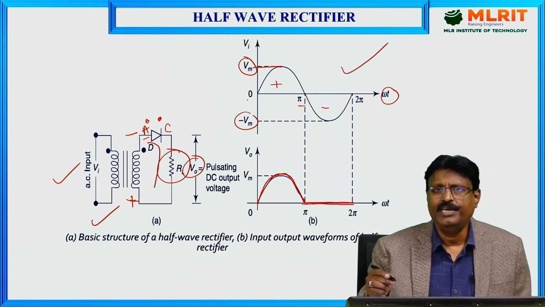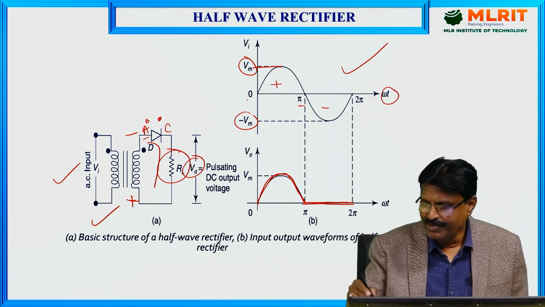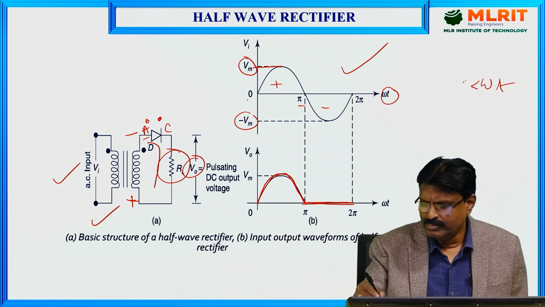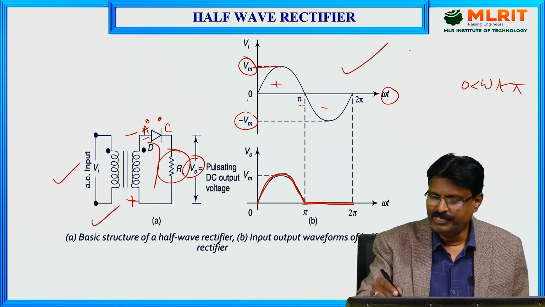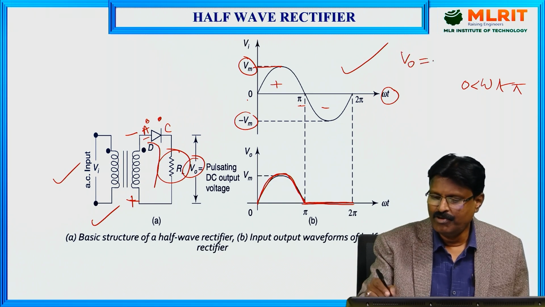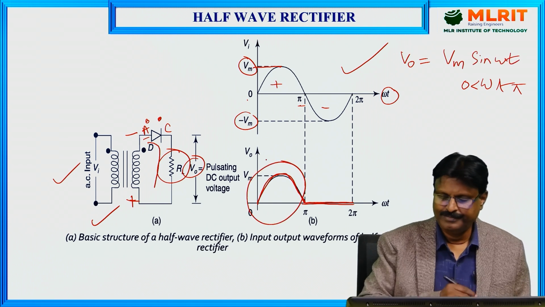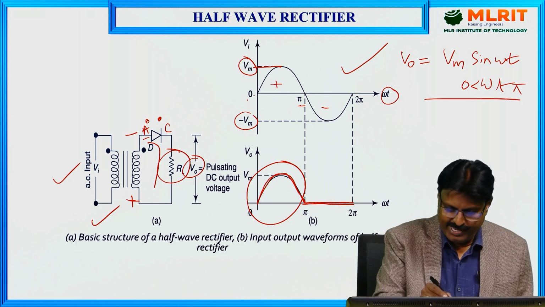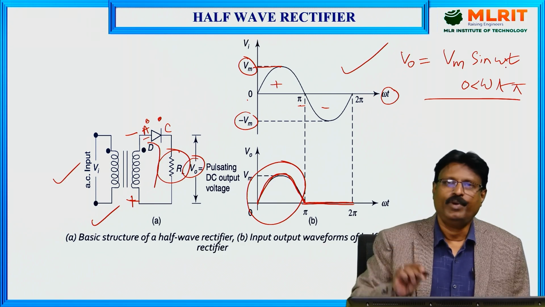So I can write an equation of output voltage depending upon the angle of conduction. Whenever omega t is in between 0 to pi, that means here, what is the value of V0? V0 is equal to Vm sine omega t. I am writing this output voltage equation: whenever omega t is in between 0 to pi, V0 is equal to Vm sine omega t.